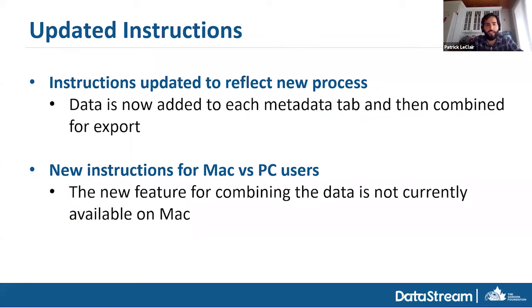And we also added in the instructions, there is a difference now between Mac and PC users. Unfortunately, the feature that we use to combine the data doesn't work on Mac currently. It is going to, hopefully in the next year, but right now it doesn't. So Mac users will have to use the template similar to the way they did before, which is just putting all your information into the export tab and saving it directly from there. They can also use the Google Sheet, which does the combination as well.